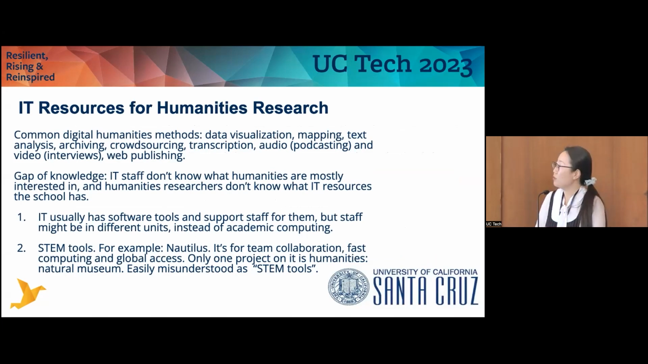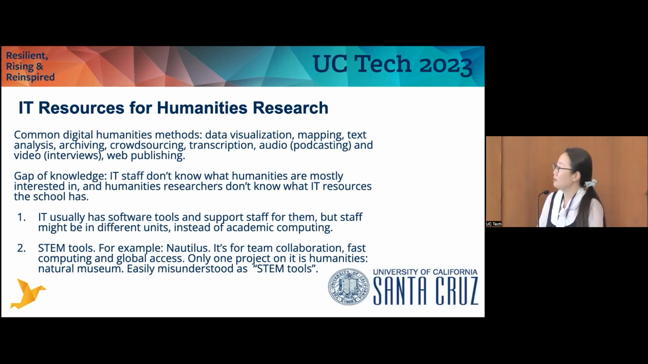The common digital humanities methods usually include data visualization, mapping, text analysis, archiving, crowdsourcing, as I told you, for digital archives, and also transcription, OCR, audio like podcasting and video interviews, and web publishing. You see these digital formats, compared with STEM fields, do not take so much digital storage space. It's nothing for the whole UC Tech infrastructure to hold these projects.